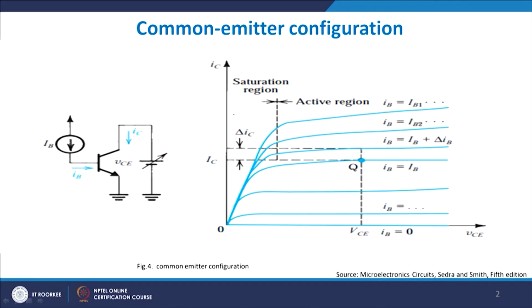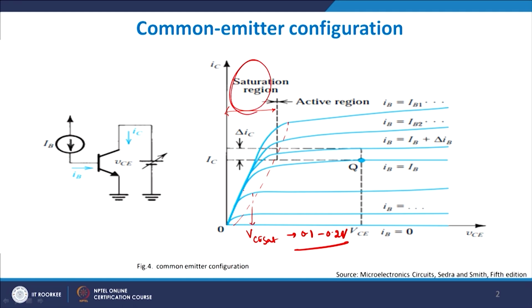This region from 0 to approximately this point is known as VCE sat. The point where the transistor actually saturates is known as VCE sat. It is typically 0.1 to 0.2 volts, the maximum value of voltage at which the saturation tendency comes into the picture, and this region is known as the saturation region.